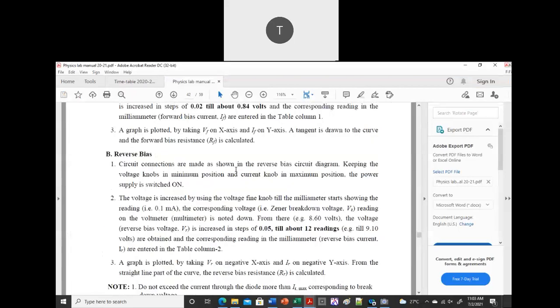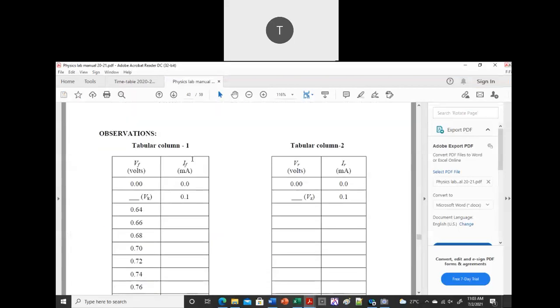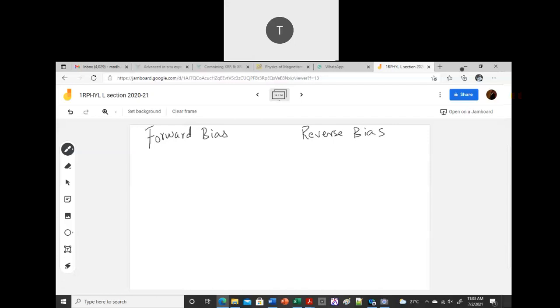And then when it comes to your tabular column, this is what you do. You will take V and I. So you have V here and you have I here. In the same way, we have V here and I here. We will take different values for both of these, reverse bias and forward bias. Now I will show you the actual instrument, and then we will come to the next one.